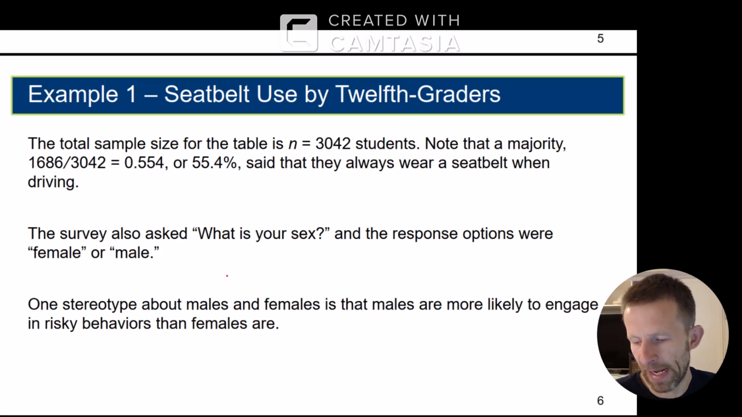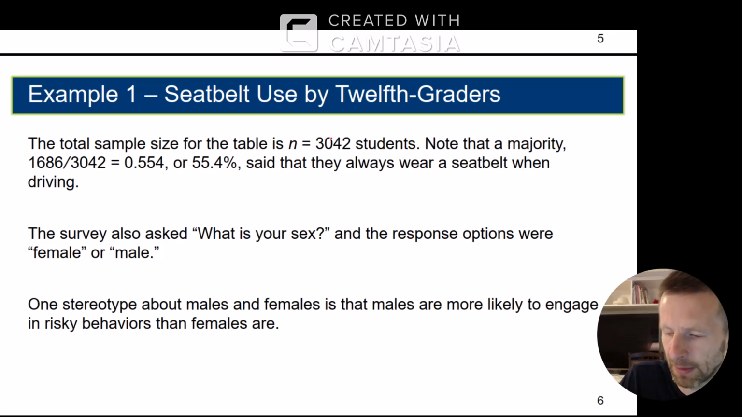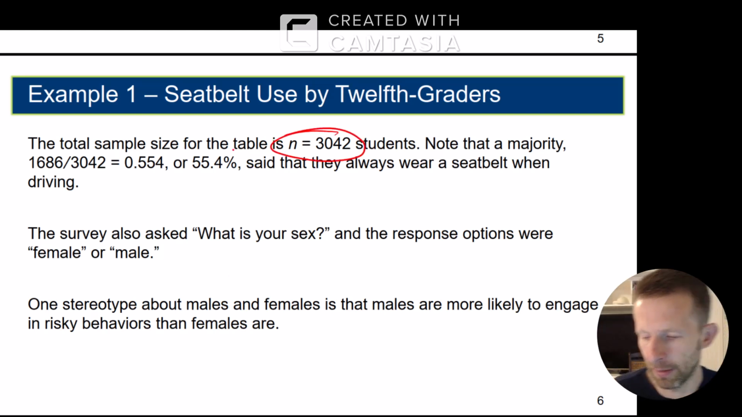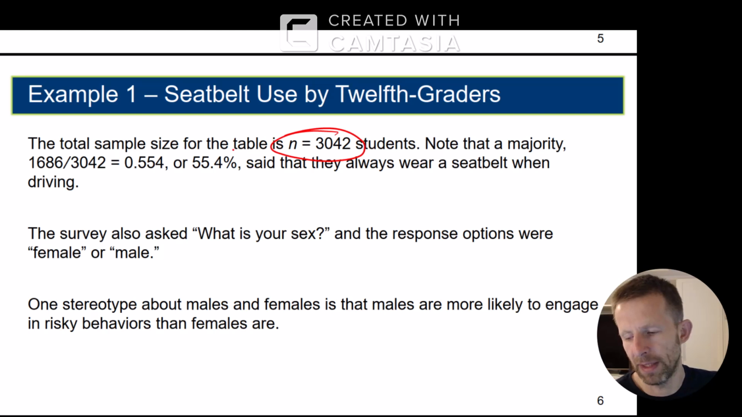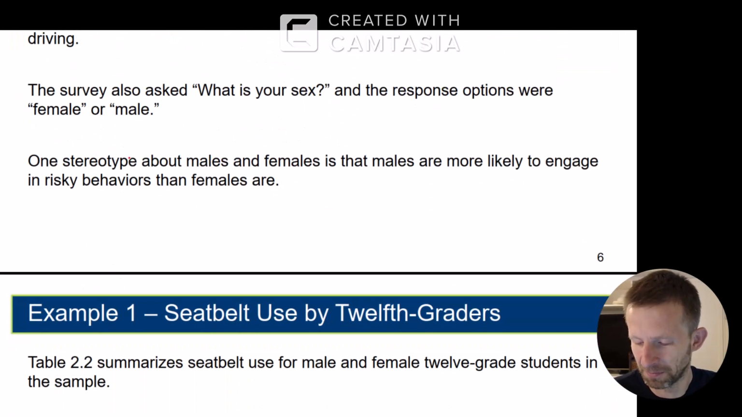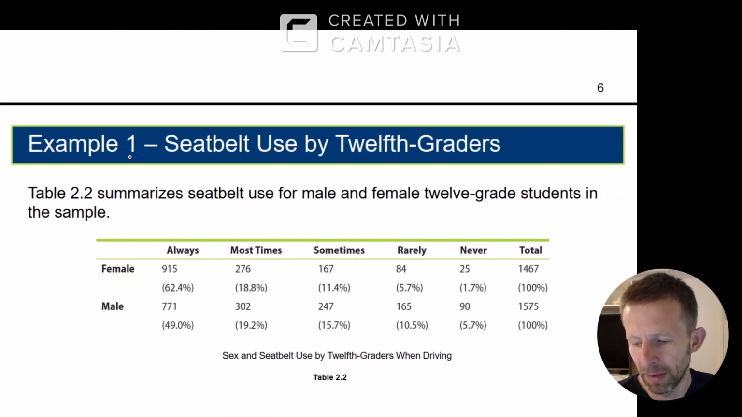So the survey also asked, what is your sex? And the response options were female or male. So we can take this sample data of 3,042 students, and now we can divide that by gender. One stereotype about males and females is that males are more likely to engage in risky behaviors than females are. This is true. So now we have seatbelt usage by 12th graders.